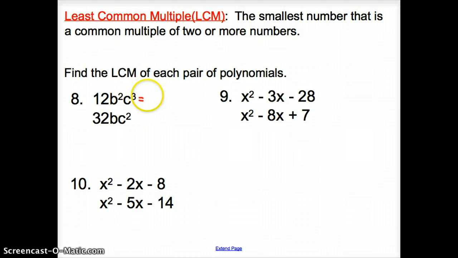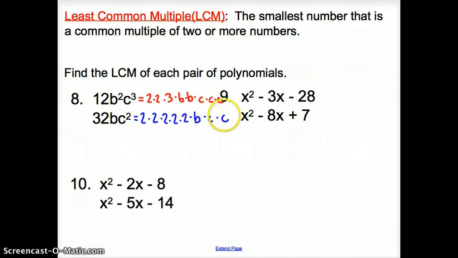So 12 breaks down into 2 times 2 times 3. I'm also going to break down the b's into b times b, and also the c's into 1, 2, 3. There are 3 c's there. Now I'm going to break down the 32 into, well, I know 32 is 2 times 2 times 2 times 2 times 2, 5 2's right there. And then how many b's do I have? I just have 1 b, and I have 2 c's.